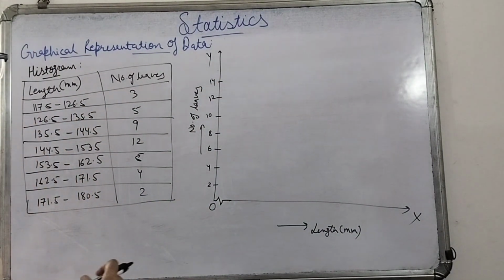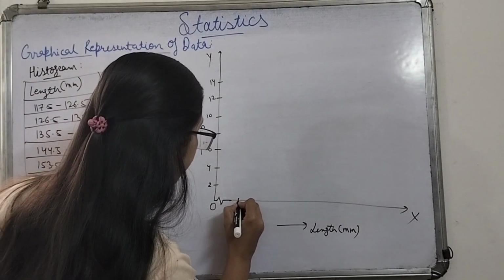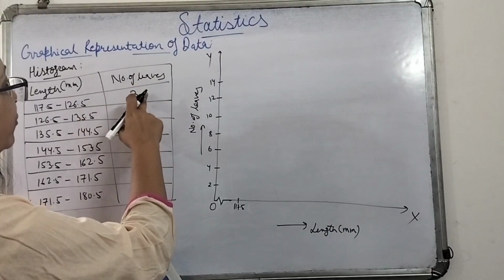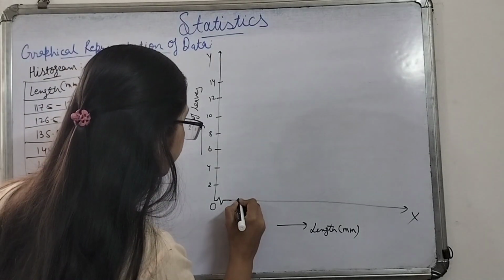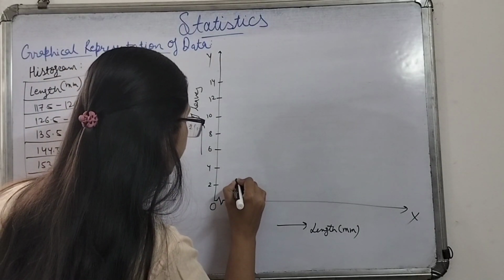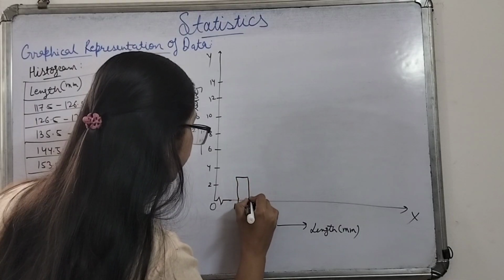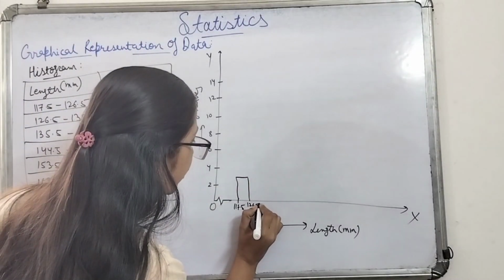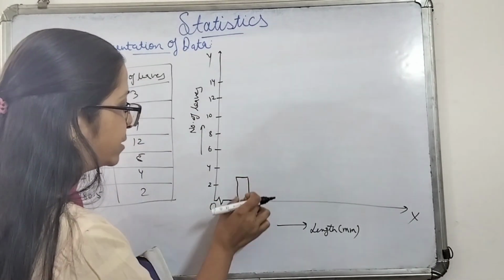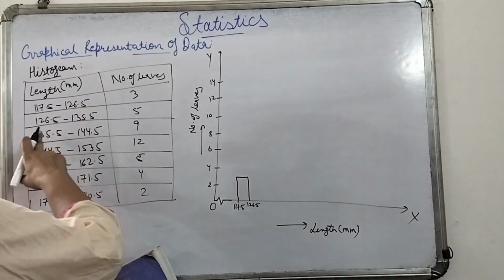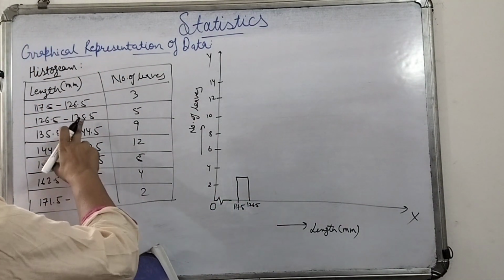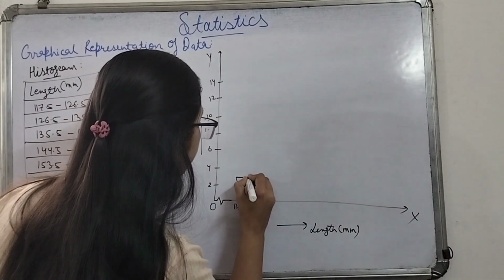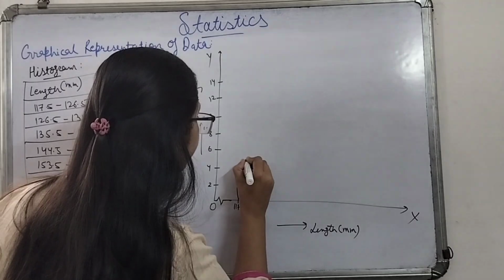Now first is 117.5, starting from 117.5 like this. Its frequency, the number of leaves, is 3. So from here till 3. This is 3. This is 3. And it is ending at 126.5. This is the class size and this is the width of the rectangular bar. Now 126.5 to 135.5, number of leaves is 5. So from here 5, number of leaves is 5.